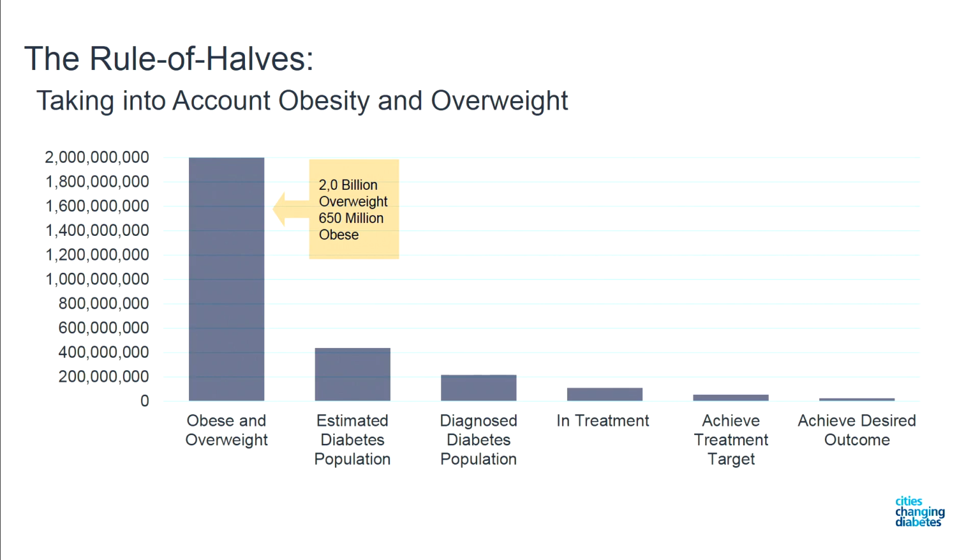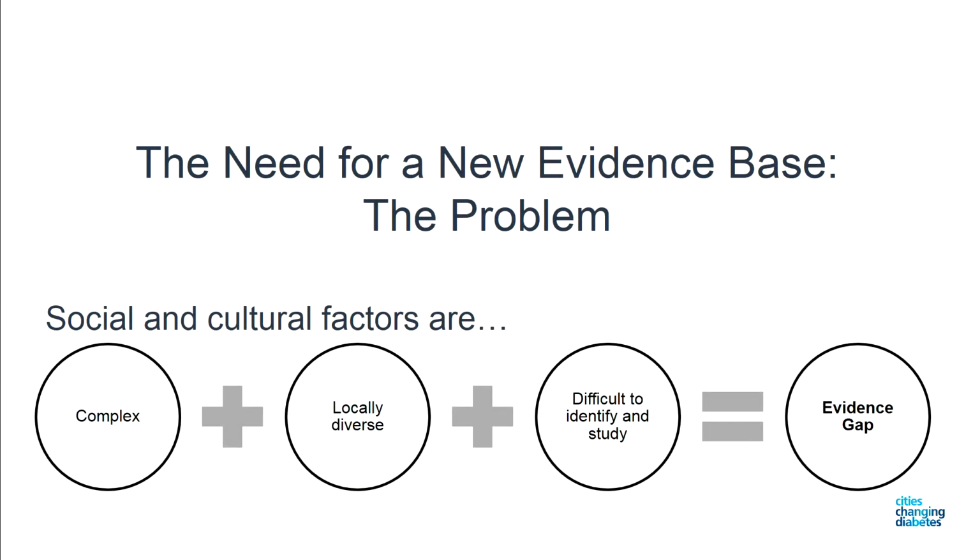We do literature searches, and we find that less than 10% of the literature on diabetes in any scientific search engine has to do with anything other than what you would find in an RCT or a clinical research. Okay, so we have a huge evidence gap here, and it's one that has to be dealt with very quickly. So to summarize, the problem's complex, locally diverse, difficult to identify and study, and leaves us with this massive evidence gap.